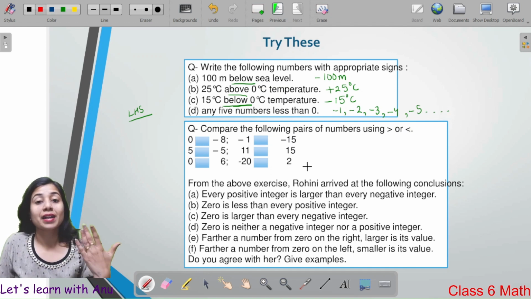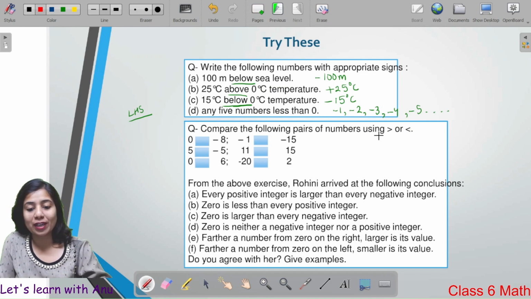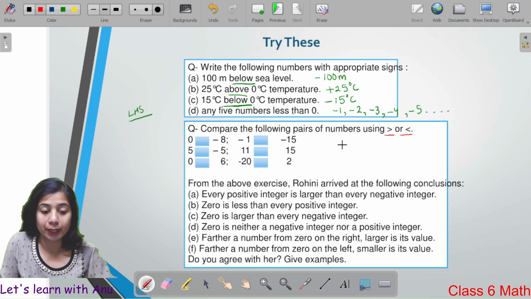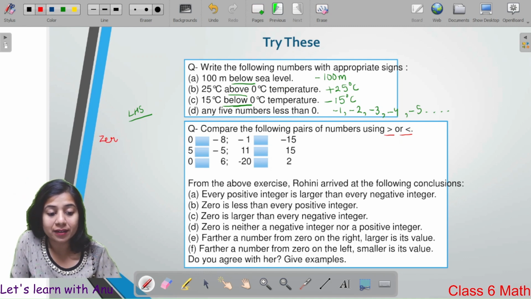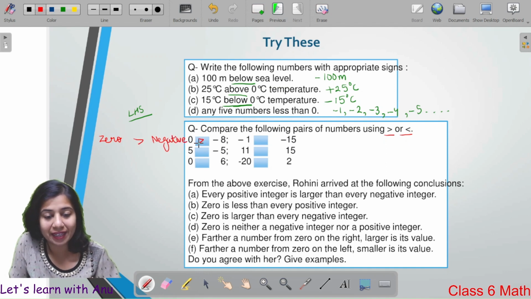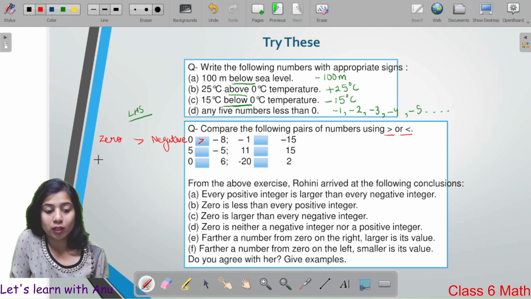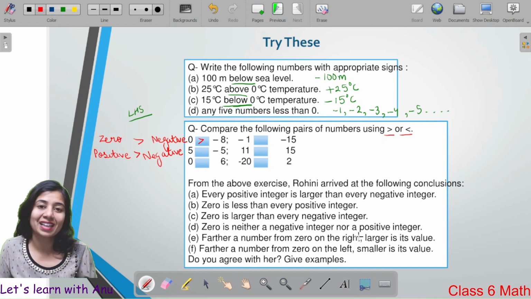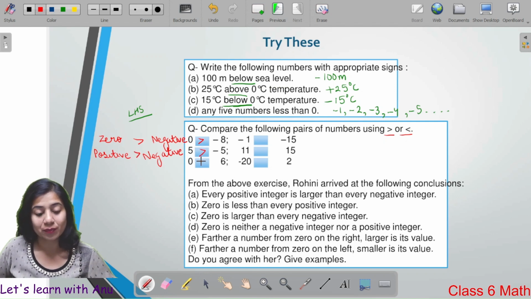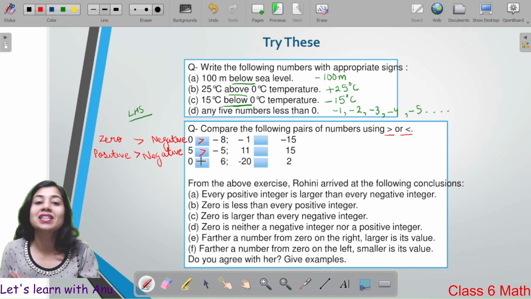Any 5 numbers. Now the second one is: compare the following pairs of numbers using greater or less than sign. So 0 and -8. We already know that if we compare 0 and a negative number, 0 will always be greater than a negative number, right? Then we have 5 and -5. Here we have a positive number and a negative number. It's quite obvious, class, that a positive number is always greater than a negative number. So 5 is greater.